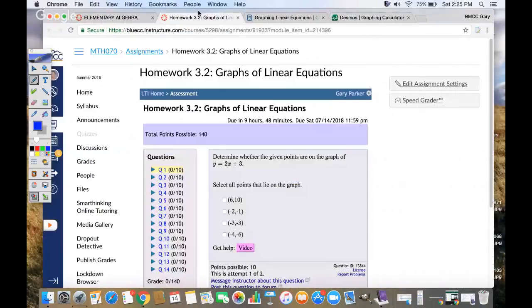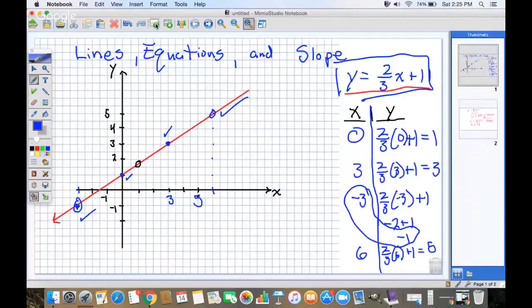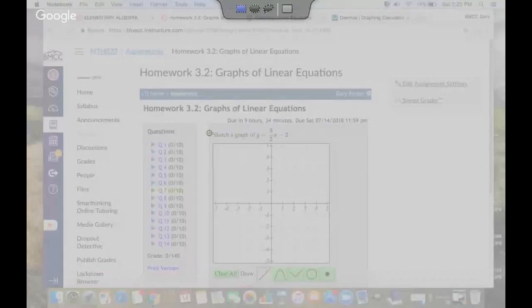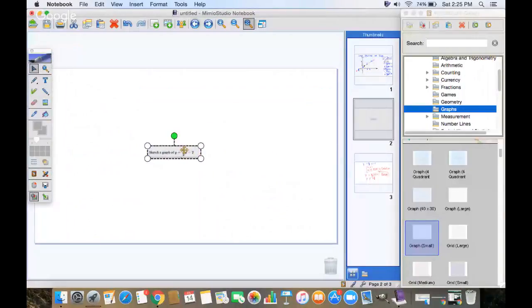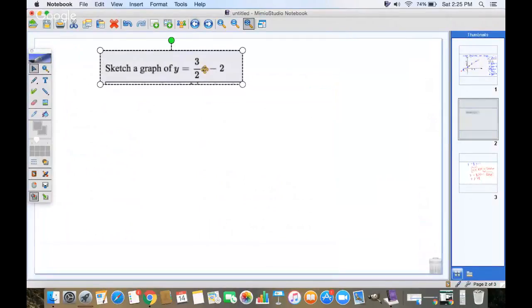So if I go into the 3-2 homework, where I'm doing graphs of linear equations, some of them give you an equation and they ask you to graph it. So this is a case where I'm going to have to make a table and use that table to plot the points. So I'm going to bring this into my notebook and a new screen. And let me just copy. I need to sketch that graph right there. So I'm just going to make a table for x and y like before.